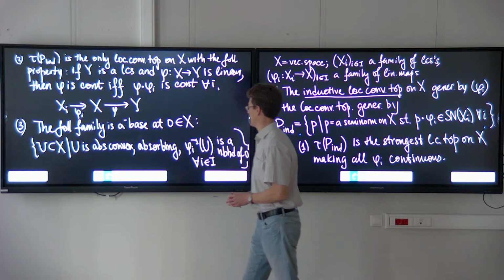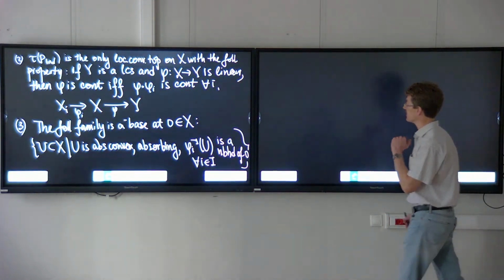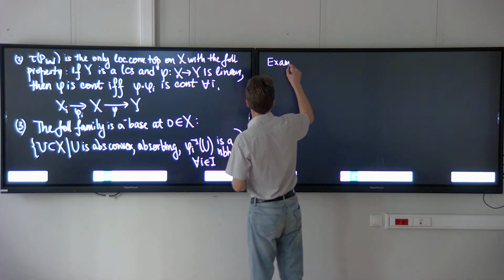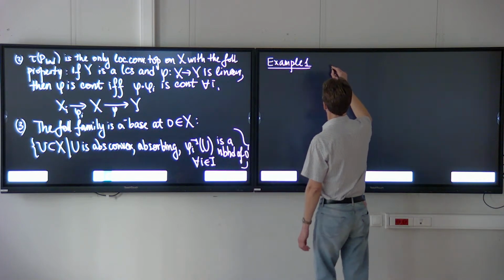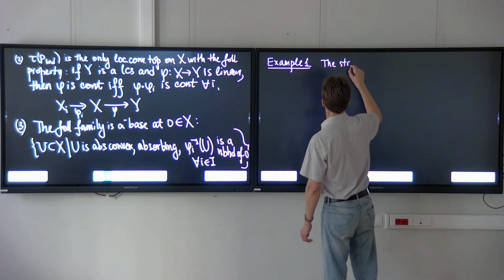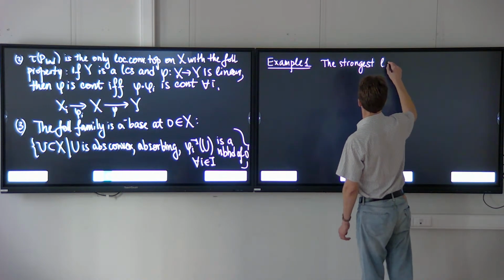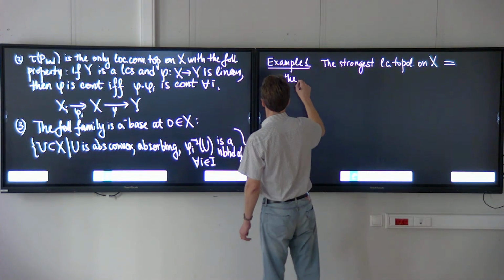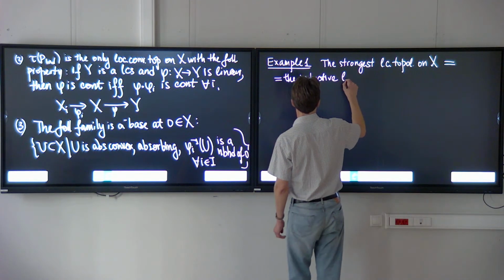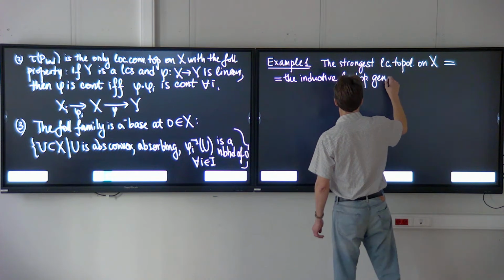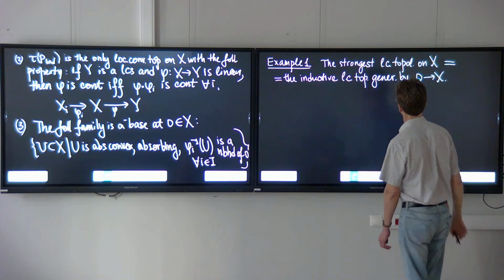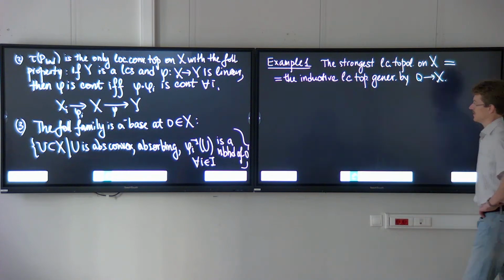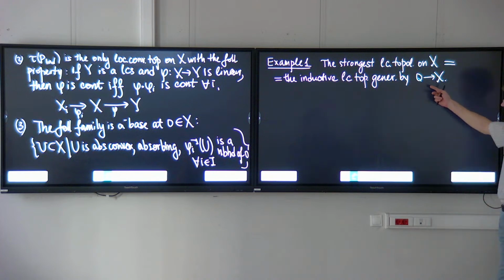Okay, let's now look at some examples of inductive locally convex topologies. Example 1. The strongest locally convex topology, which was discussed some time ago, is nothing but the inductive locally convex topology generated by the only map from 0 to X. Indeed, if we look at the definition of the inductive locally convex topology, we see that in this case the defining family of seminorms consists of all possible seminorms on X. And this family generates the strongest locally convex topology.